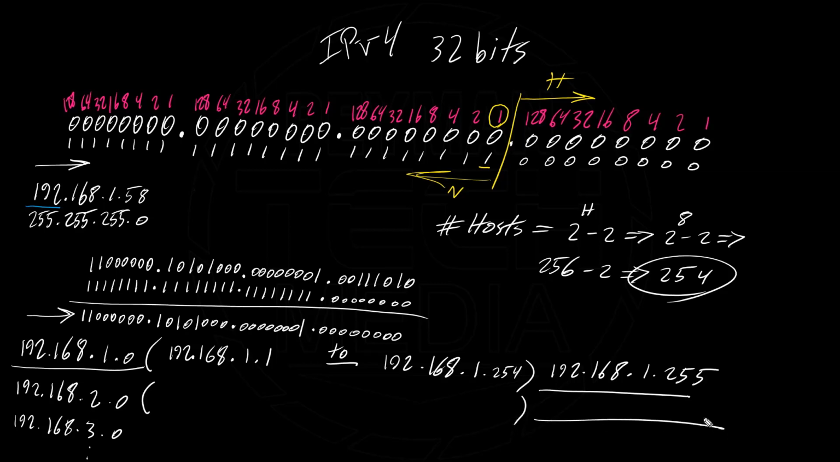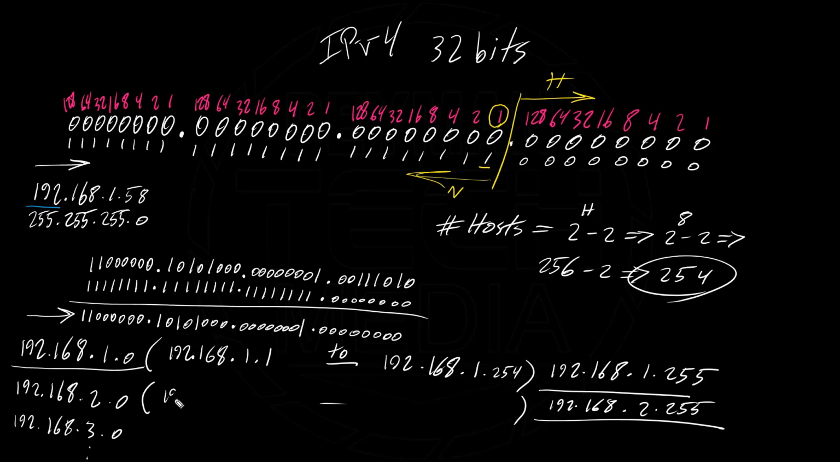So what is the broadcast? The broadcast is one less than the next network. So for 3.0, it will be 2.255, that is 192.168.2.255. If we add one IP address, it would be 2.256. We don't have 256, right? It will be 0 and we add 1 to the octet on the left. So it will be 3.0. And so what's the range? It will be 2.1 to 2.254.